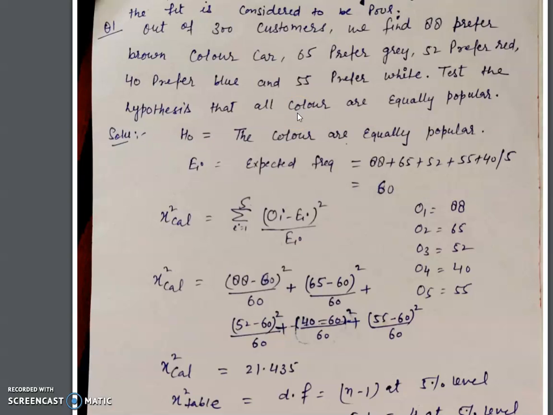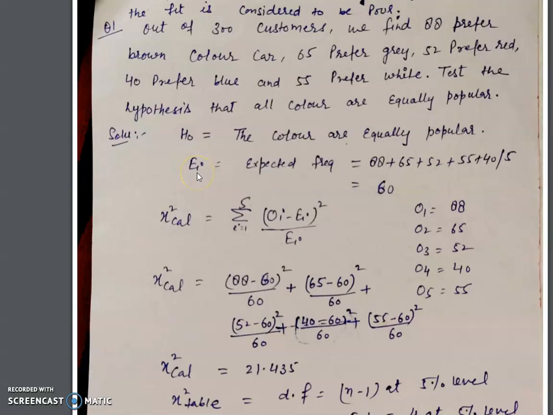Now, first of all, we have to assume our H0 and H1. There are two types of hypothesis. In the H0 hypothesis, we say that the statement is true. And what is the statement of this numerical? That all colors are equally popular. H0 is the colors are equally popular, and H1 is the colors are not equally popular.